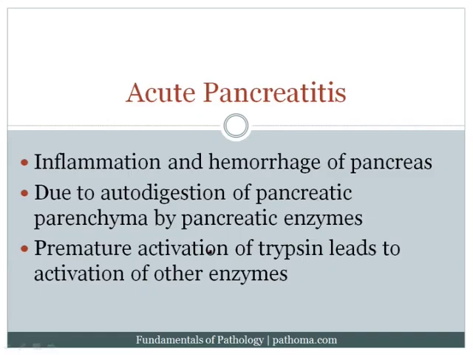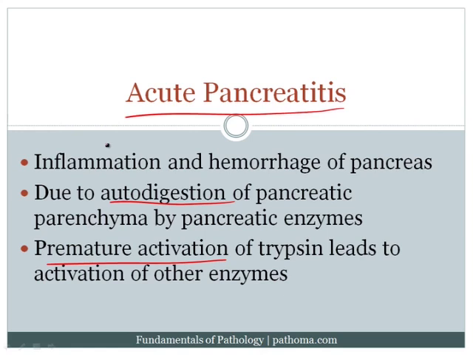Acute pancreatitis is when you get inflammation and hemorrhage of the pancreas. Now basically the issue here is that you get autodigestion of the pancreas by the pancreatic enzymes. So really it's a story of premature activation of the pancreatic enzymes. Now recall that the pancreas produces digestive enzymes, and those enzymes are produced in an inactive form. It's not until they get into the duodenum that the activation actually occurs.